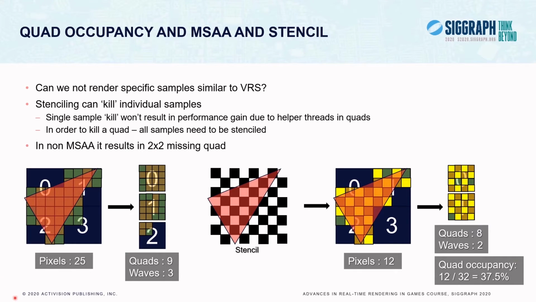So just as an experiment, let's take our previous render at a given resolution and apply a stencil that's just a checkerboard. With a checkerboard stencil, we would end up killing every other sample in the image. So originally we were rendering 25 pixels. With a checkerboard stencil, we're rendering only 12. However, because we need to generate helper lanes for each of those samples, we still end up generating 8 quads in 2 waves. So our quad occupancy is going down drastically, down to 37%, even though we're rendering half of the pixels, but at much lower efficiency.